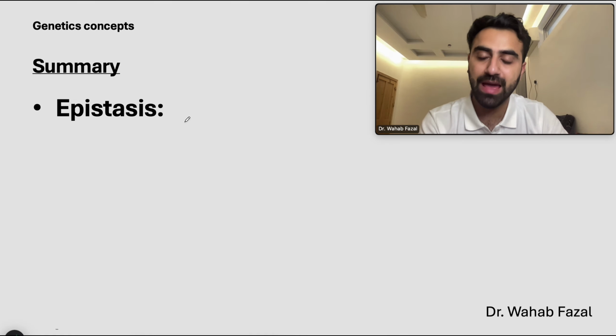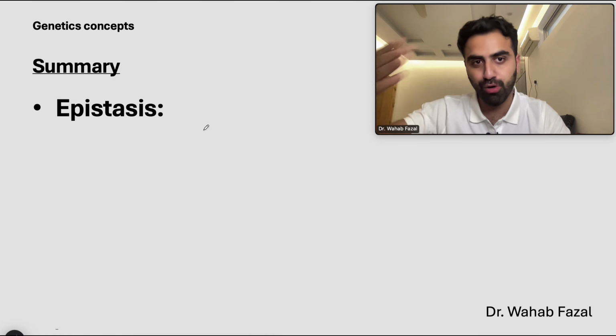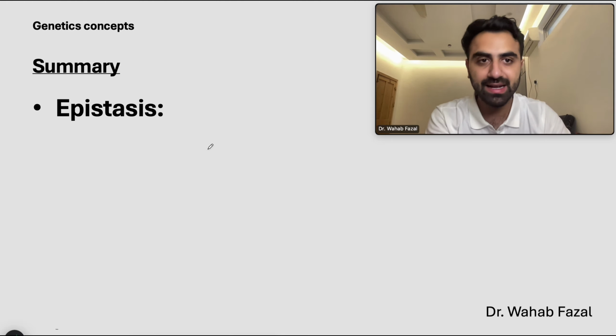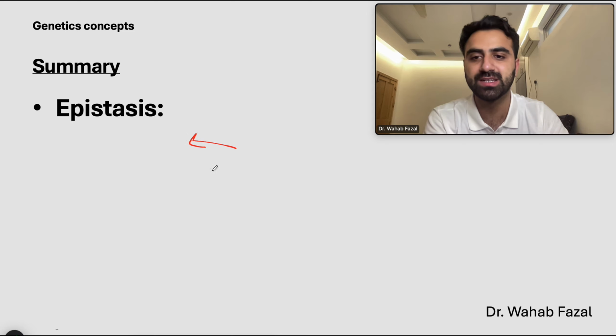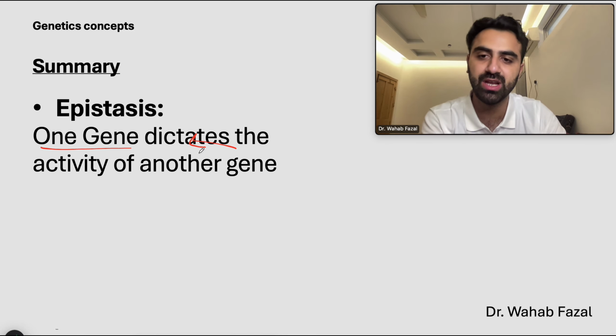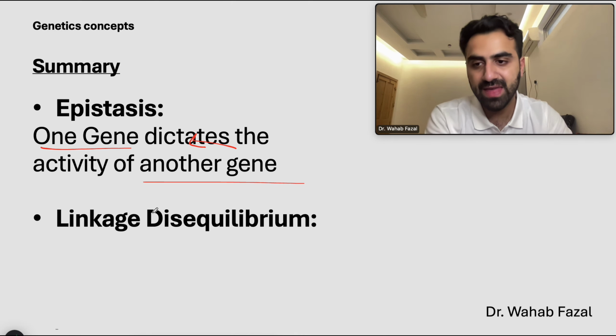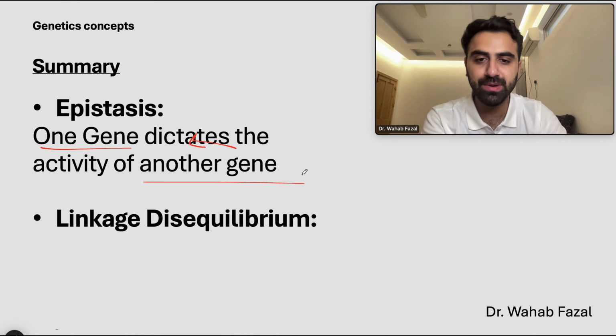Then the concept of epistasis: there's another bossy gene hanging in the background that is actually deciding whether this gene expresses itself or not. So there's another gene which dictates the activity of one gene, let's say. Then we talked about the concept of linkage disequilibrium. An example of epistasis is the eye color and melanin production gene that I talked about.